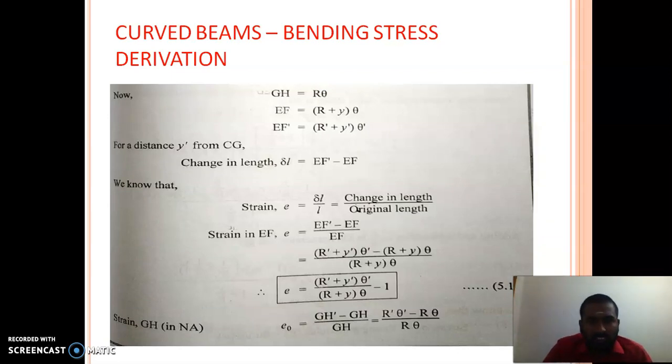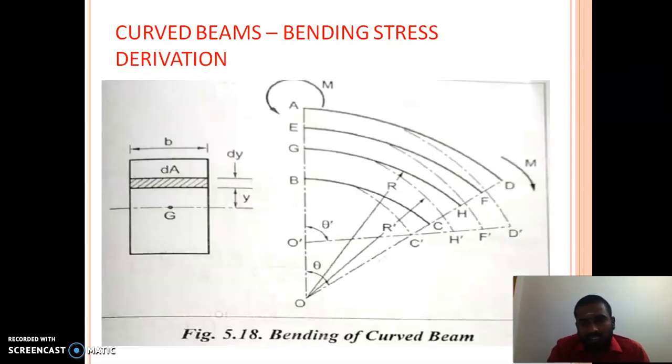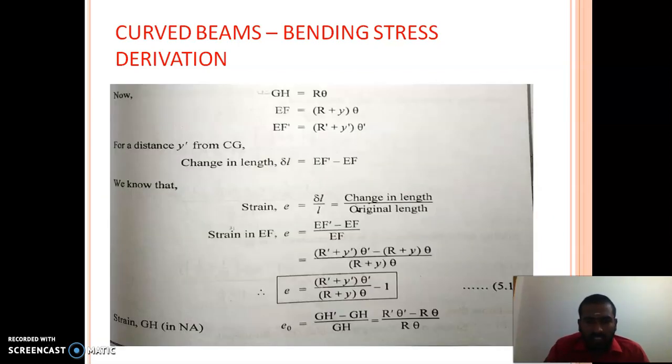So GH, the length of the layer GH. We are calculating the length of the layer GH. Arc length is nothing but radius into angle subtended. So GH is R into theta. Similarly, we will be calculating EF. EF is nothing but the radius changes from R to R plus Y, so R plus Y into theta. So here GH is R theta, whereas EF equals R plus Y into theta.